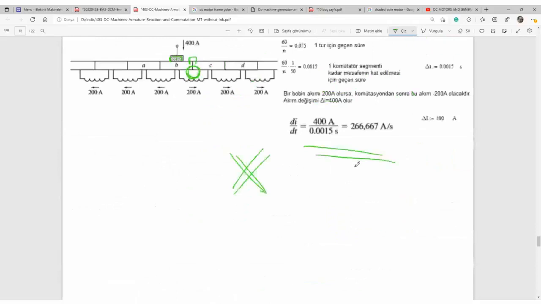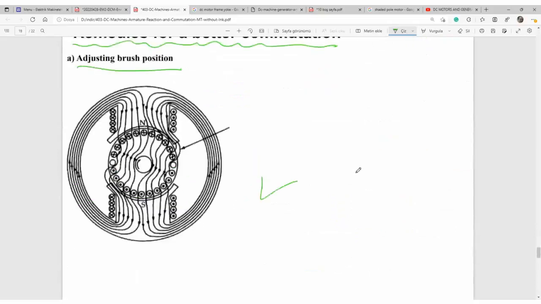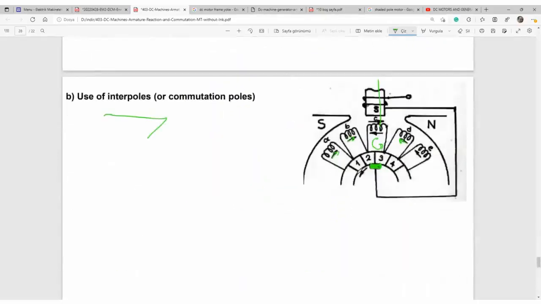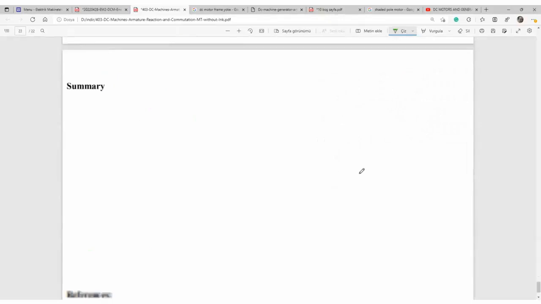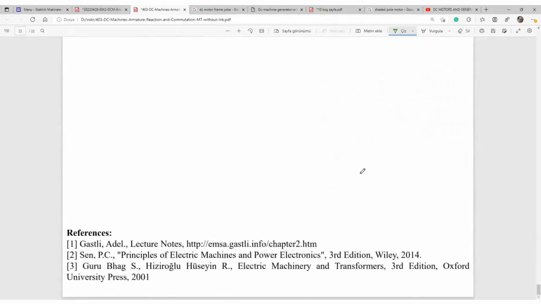Yes, brush position, interpoles, compensation windings, all those methods will eliminate armature reaction as well as commutation problems. I hope you got the main ideas.